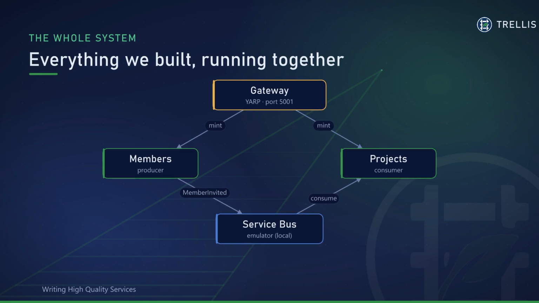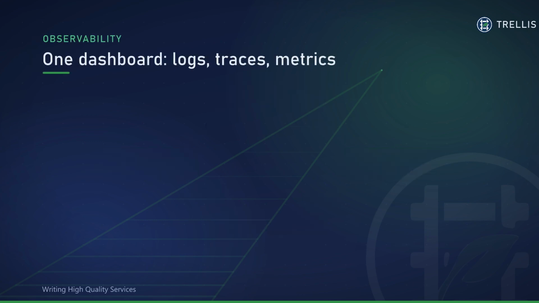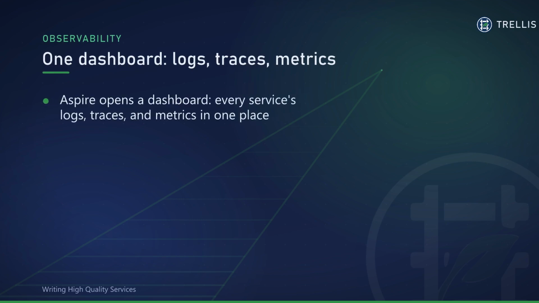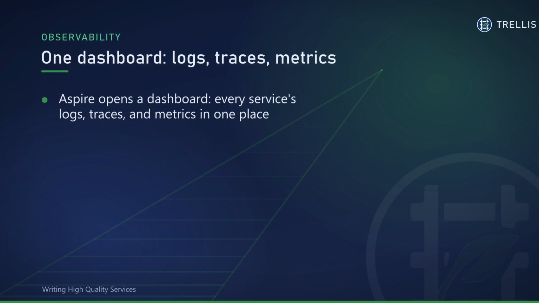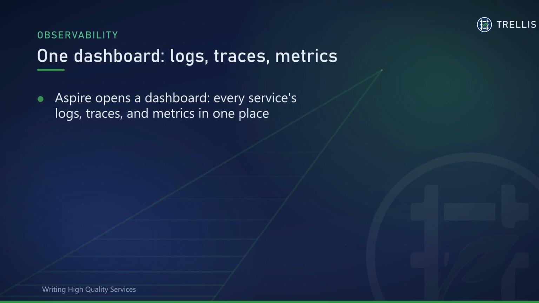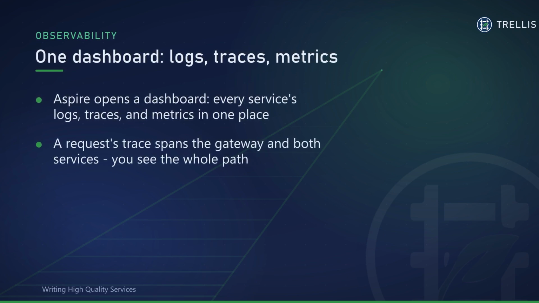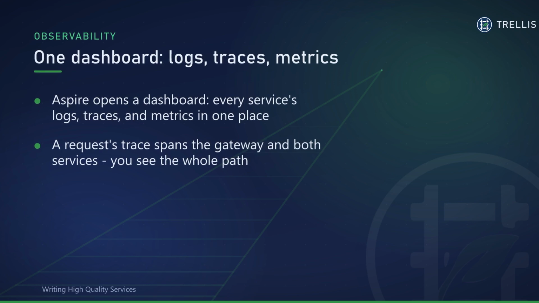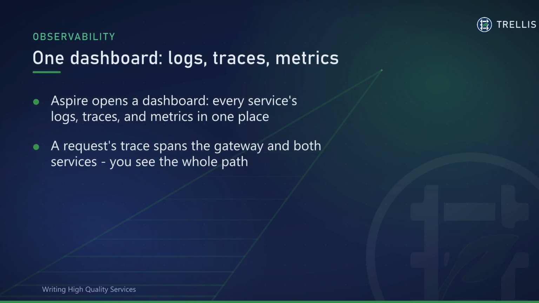That's the payoff. And there's a bonus that matters enormously in distributed systems: observability. Aspire opens a dashboard the moment it starts, and every service streams its logs, traces, and metrics into one place, using OpenTelemetry, wired for you by the shared service defaults. When a request flows through the gateway and into a service, you can follow its trace across that whole path, spans and all, which is how you actually debug a distributed system.